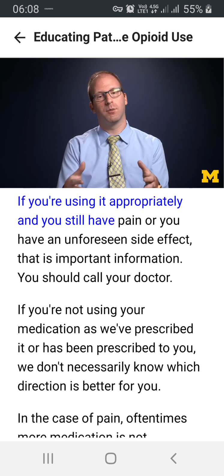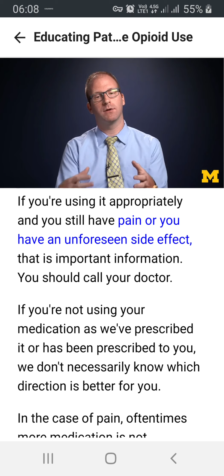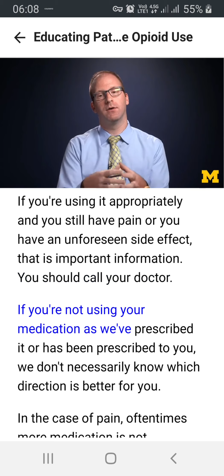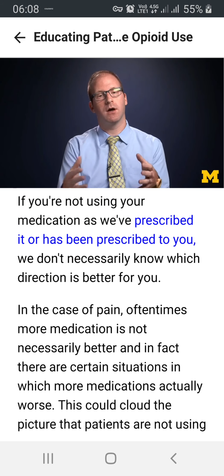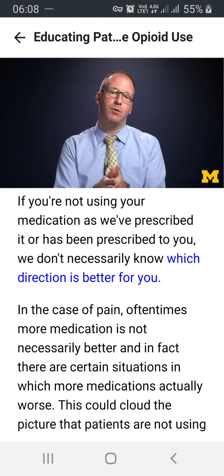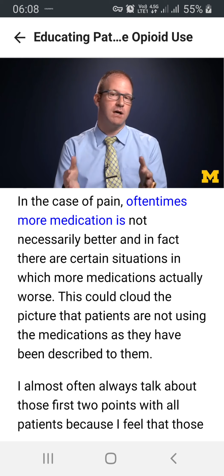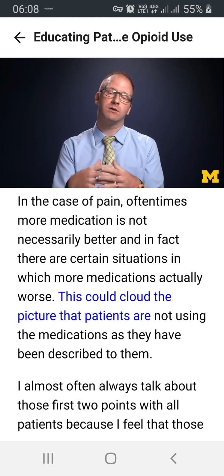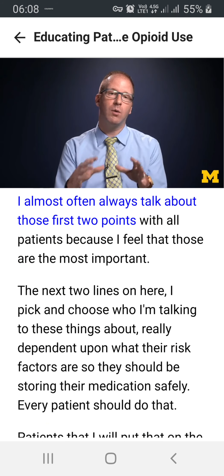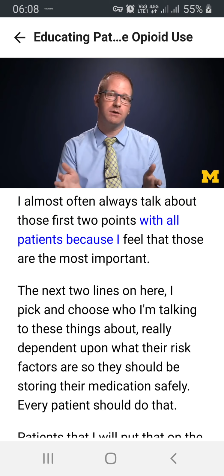If you are using it appropriately and you still have pain or you have an unforeseen side effect, that is important information. You should call your doctor. If you're not using your medication as it has been prescribed to you, we don't necessarily know which direction is better for you. In the case of pain, oftentimes more medication is not necessarily better. And in fact, there are certain situations in which more medication is actually worse. This could cloud the picture if patients are not using the medications as they've been described to them. I almost always talk about those first two points with all patients because I feel that those are the most important.